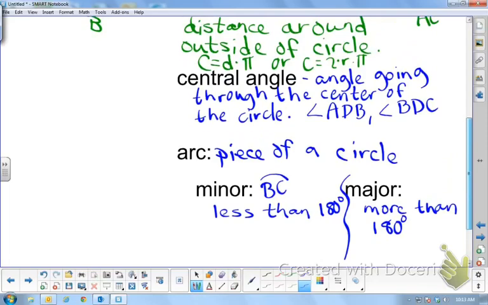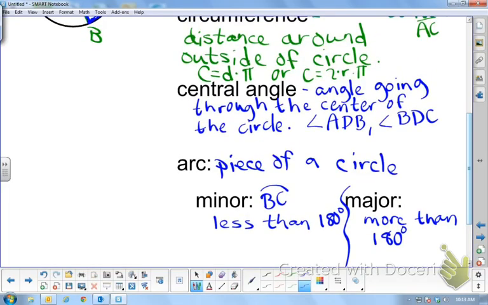Then I've got to scroll back to the picture. I'll let you write that down first before I scroll back to the picture, because we have to talk about how to label a major arc. Does everyone have this written down so I can scroll back up? Not quite yet. Okay, I'll give you like 30 more seconds.